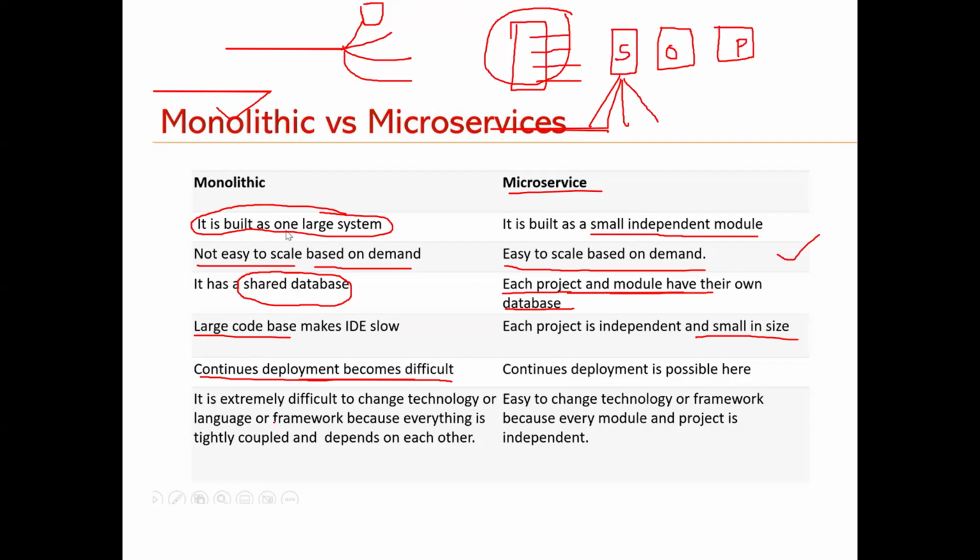It will affect a lot of places. In monolithic architecture, everything is tightly coupled. But in microservices, you can change your technology. For example, search I can develop using Node.js, the order functionality I can develop using Java, and payment functionality I can develop using PHP. Easily you can change your technology.